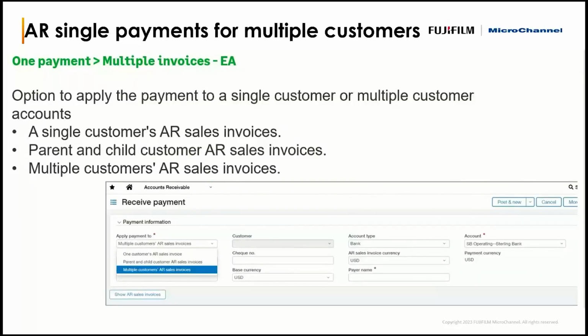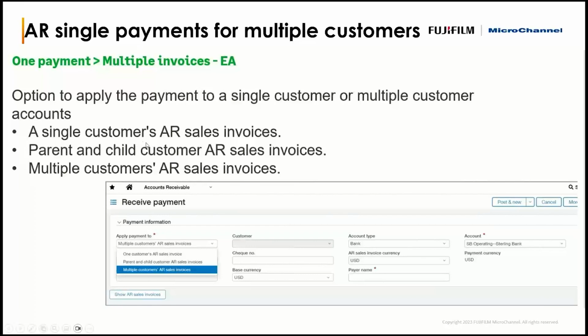The last section there, just to give an idea, is the introduction of single payments for multiple customers. So effectively, if you've got this option available, or on the EI side, you will then have the selection. So when we receive a payment, we've got three options available. So it's still a single customer's AR invoices. You select that from the list. It's one customer, and we just apply the payment against all the invoices.